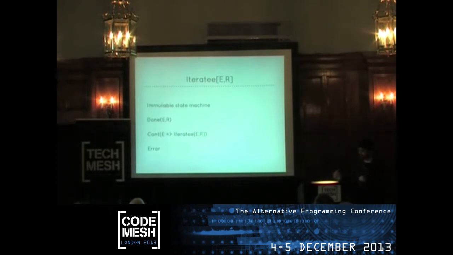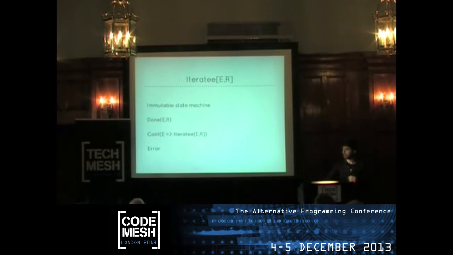So we said it's an immutable state machine. Done will give you a result and whatever is left of the chunks that it didn't consume, which is interesting for composition. Continue comes with a function where you can push more input and get a new state of the iteratee. And then there is error.